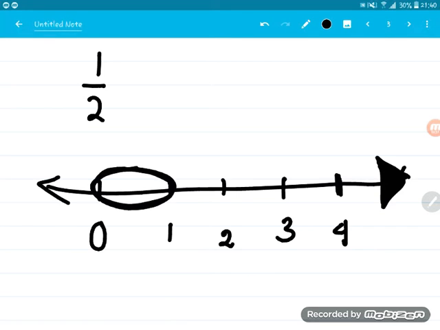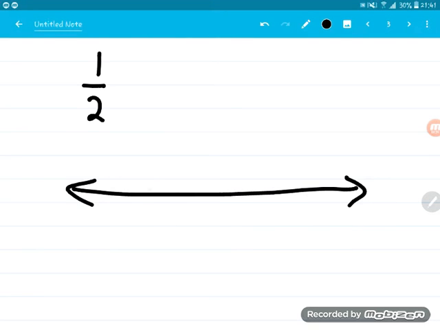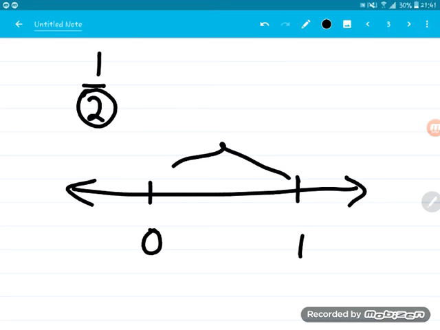So let us try to rewrite this part in a bigger manner. Okay, so we will write 0 and 1. The denominator tells us the number of parts we have in a whole. So in this case, we have 2 parts in a whole. If this is the whole, we must put a mark to show that there are 2 parts. So the mark that I will draw is this mark.